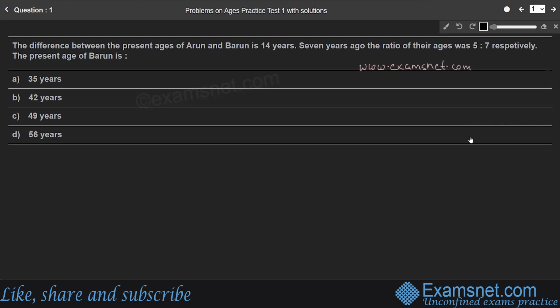Let's begin with question number 1. The difference between the present ages of Arun and Varun is 14 years. 7 years ago, the ratio of their ages was 5:7 respectively. The present age of Varun is?